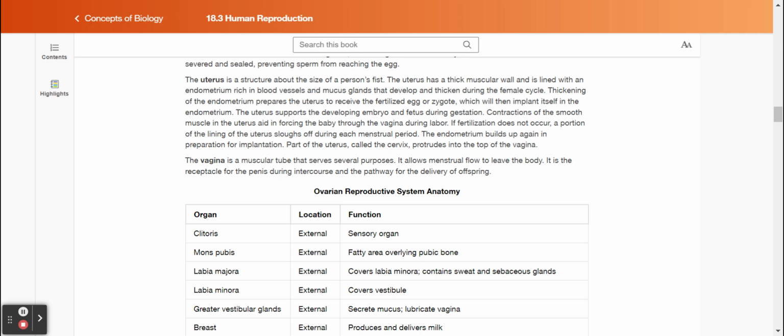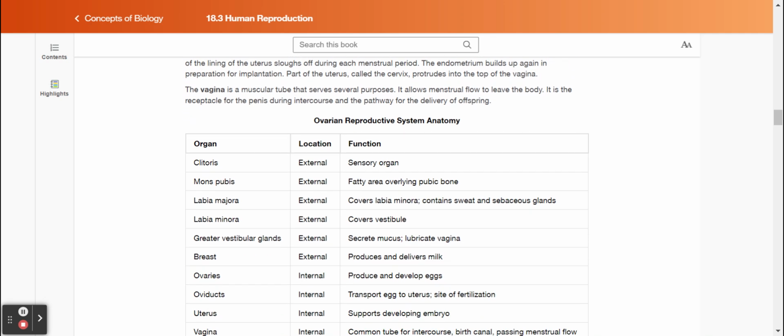Contractions of the smooth muscle in the uterus aid in forcing the baby through the vagina during labor. If fertilization does not occur, a portion of the lining of the uterus sloughs off during each menstrual period. The endometrium builds up again in preparation for implantation. Part of the uterus, called the cervix, protrudes into the top of the vagina.